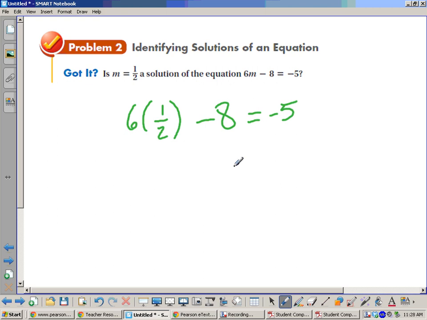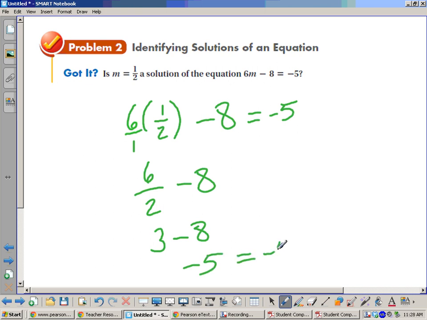So now we just have to do some calculations. Follow your order of operations. So we're going to have to do 6 times 1/2. If you don't have a calculator, then you're going to have to multiply the numerators, the denominators, and then simplify. 6 over 2 is 3. 3 minus 8 is negative 5. And that is what we wanted. So the answer to this one is yes.